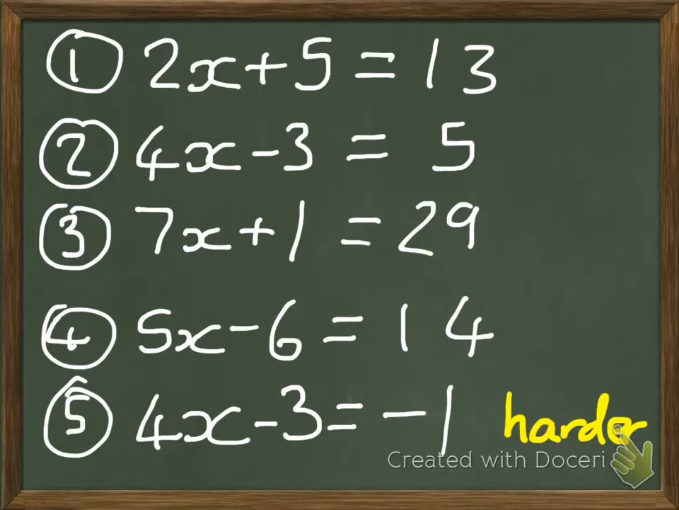What I'd like you to do now is attempt these 5 questions. So the first 4 should be relatively straightforward. The 5th one is a little bit trickier because it has some negative numbers and you may encounter a decimal in your answer as well.